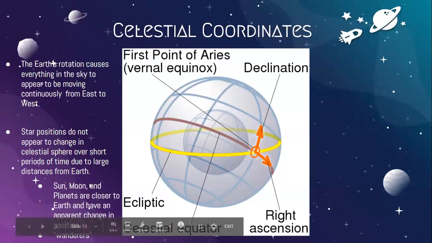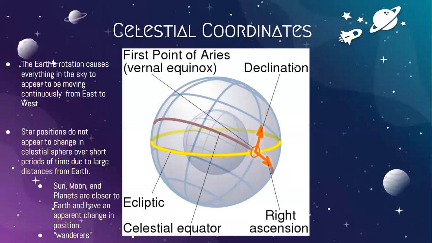The sun, moon, and planets are closer to the Earth and have a larger apparent change in position. So remember, these things are termed the wanderers, or what we could call planets, though other than the sun and moon they are technically not planets. So maybe wanderers is actually a better term to use anyway.